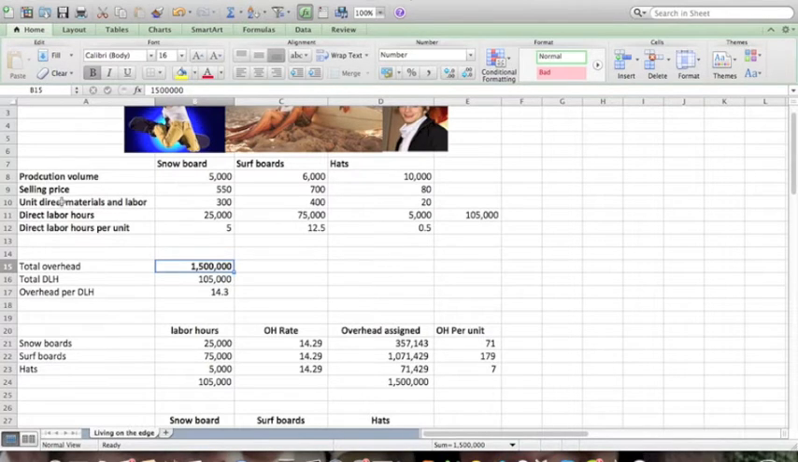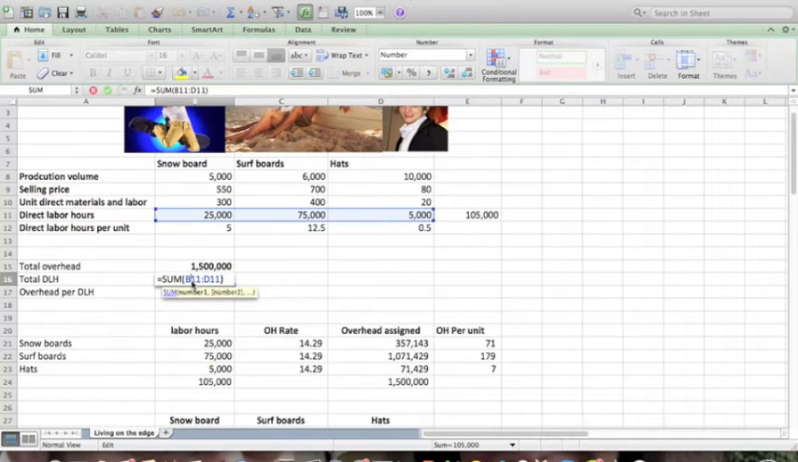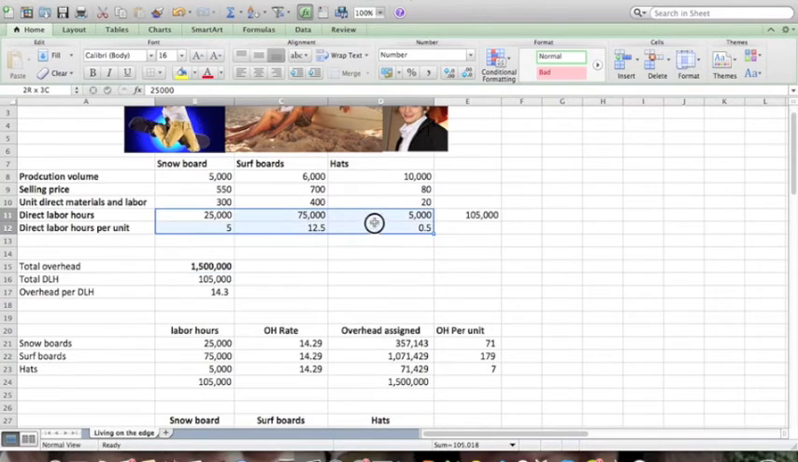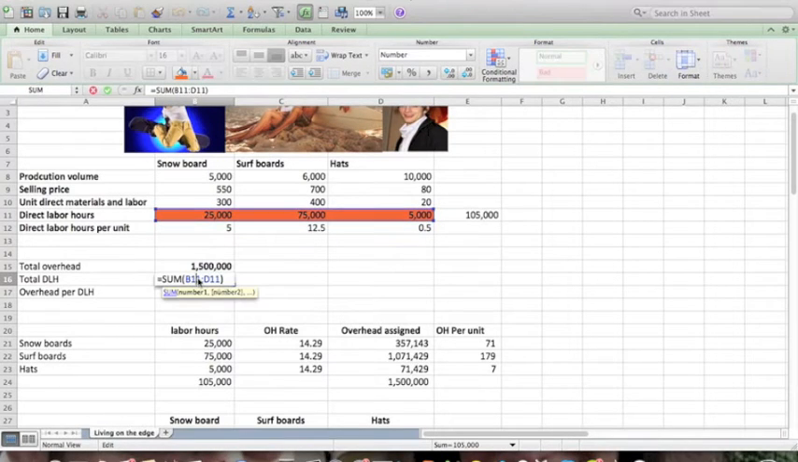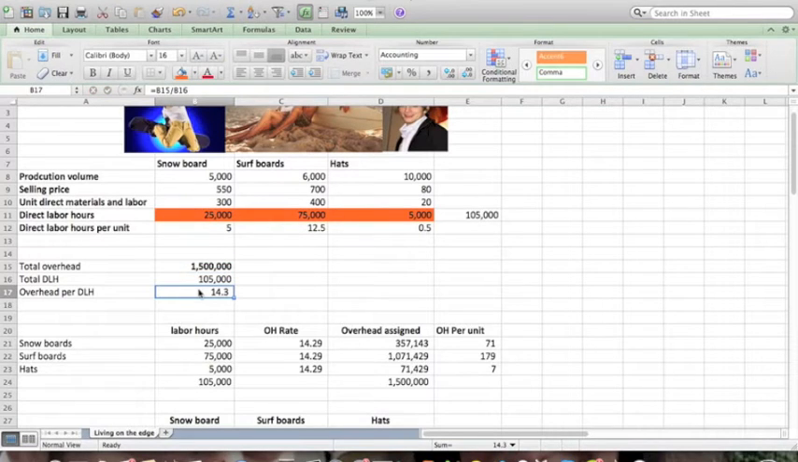So total overhead is 1.5 million, and let's see here. I'm going to look at the total number of labor hours. So I'm just summing up these three that are in orange, and I come up with 105. So I'm getting direct labor hours. So it's basically overhead costing $14.3 per hour. And now I'm simply allocating the overhead, which is 1.5 million, at $14.3 per labor hour.